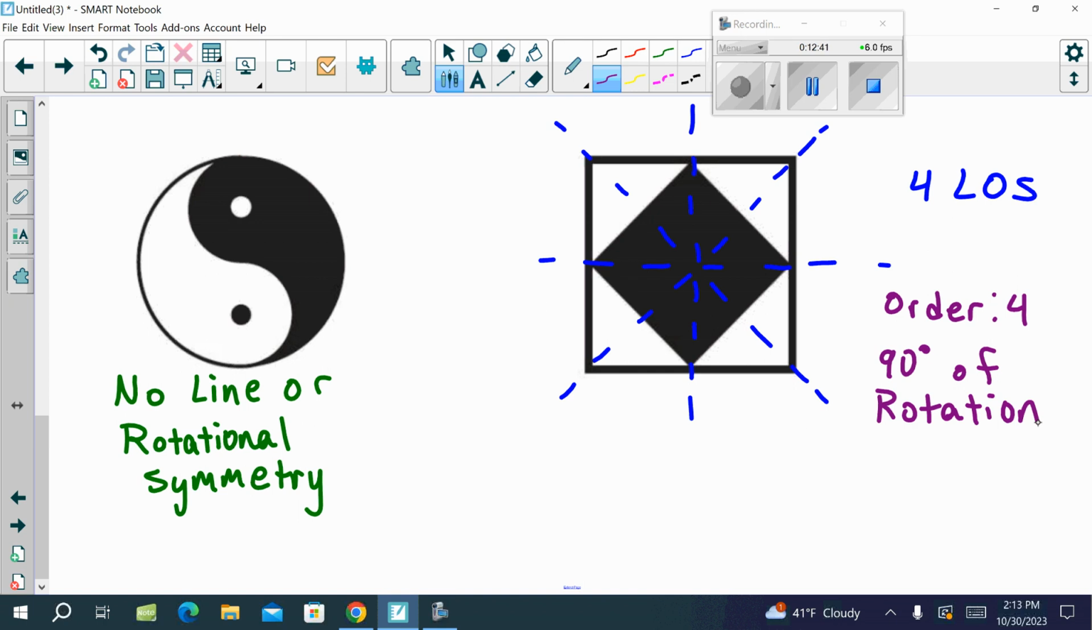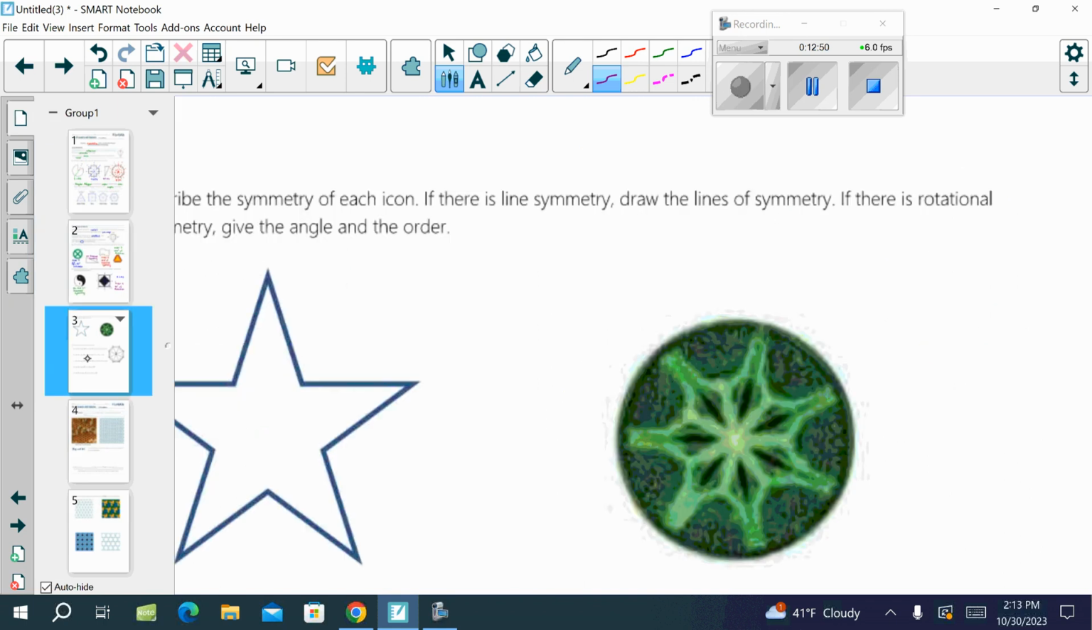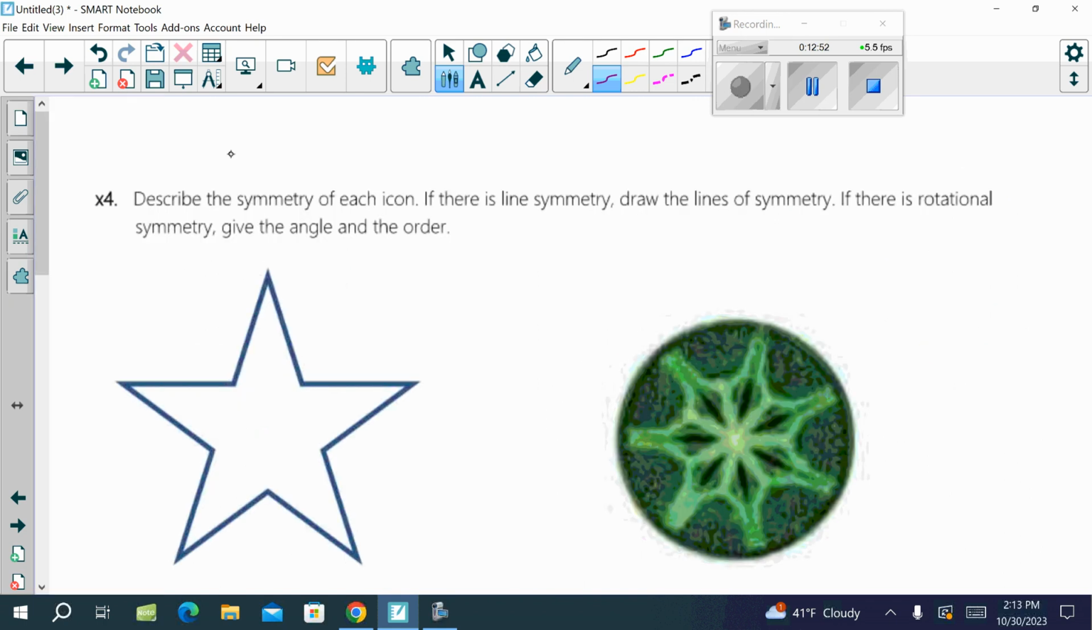Max was 360. So can it go over that though? All right, next page. Same question, 2 different pictures. I'm going to give you a second to try and figure out line symmetry, rotational symmetry, draw the lines if it has it, state the angle and the order if it has it.